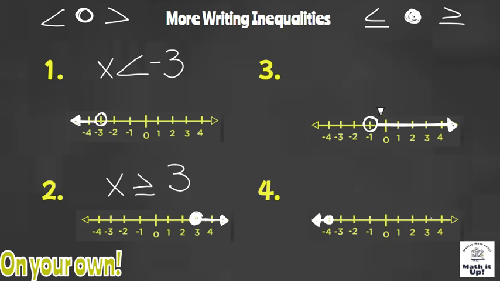Here, again, we have an open circle, so we know the equal to part is not going to be in this inequality. So x is everything that is greater than negative 1. And here we have a closed-in circle, so I know that that negative 4 is part of my answer, so I will be forming that equal to part also. So x is everything that is less than or equal to negative 4.